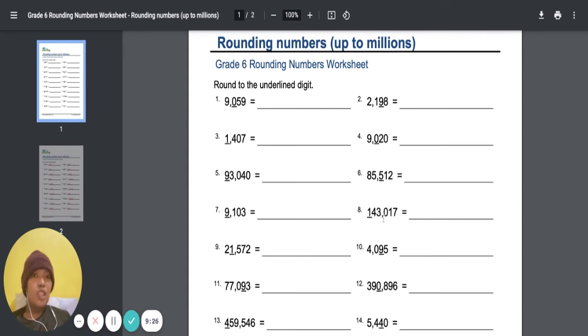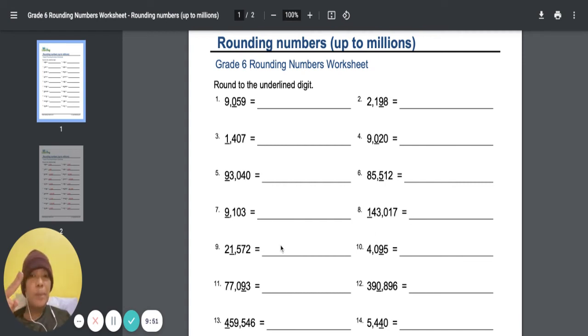143,017? So, ano po yung katabi ng 1? So, this is 100 thousands place value. So, 1, anong katabi ng 1 mo? 4. So, less than 5 again. So, you round down. So, you make everything 0 and you retain 1. Ano pong ibig ko sabihin? Lahat to gagawin mong 0 and then panatilihin mong 1 yan. So, ang sagot po, 100,000.